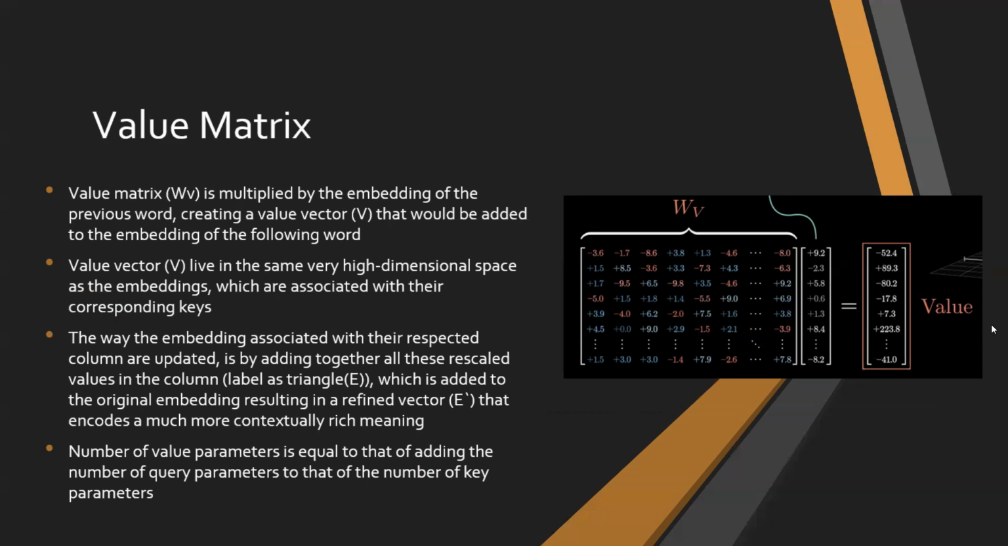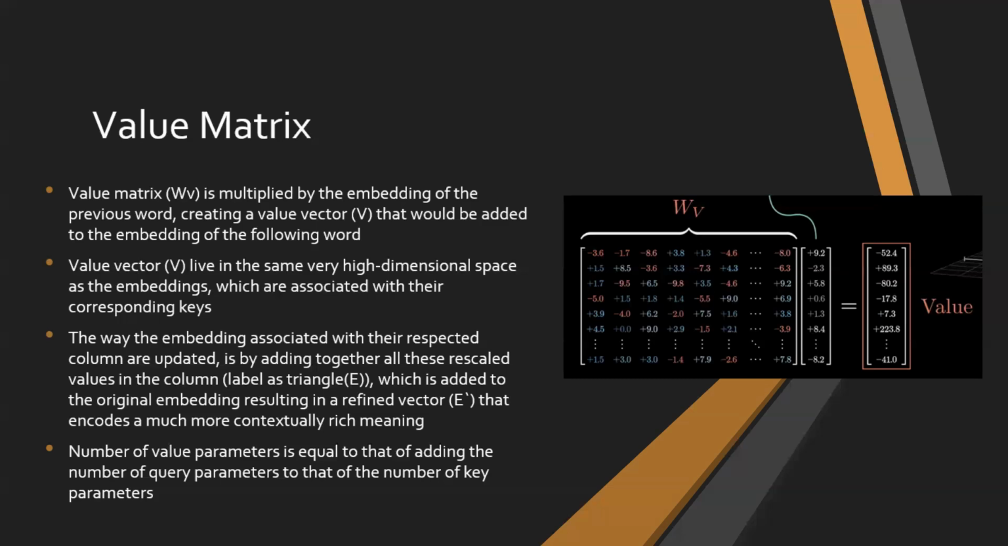Now, the way the embedding associated with each respective column is updated is by adding together all these rescaled values in the column, labeled as triangle E, which is then added to the original embedding E, resulting in a refined vector that encodes a much more contextually rich meaning. The number of value parameters is equal to the number of query parameters added to the number of key parameters.